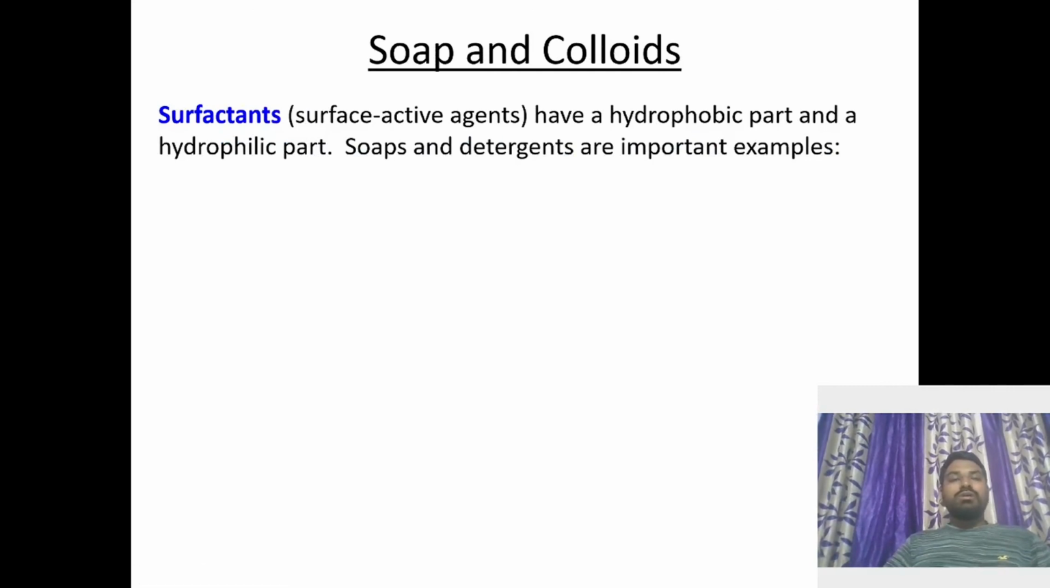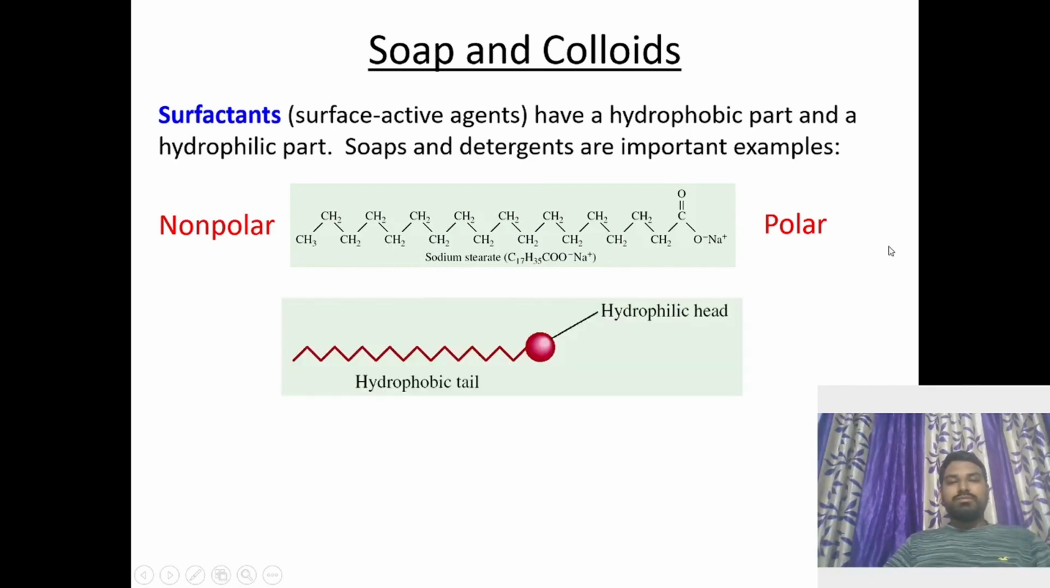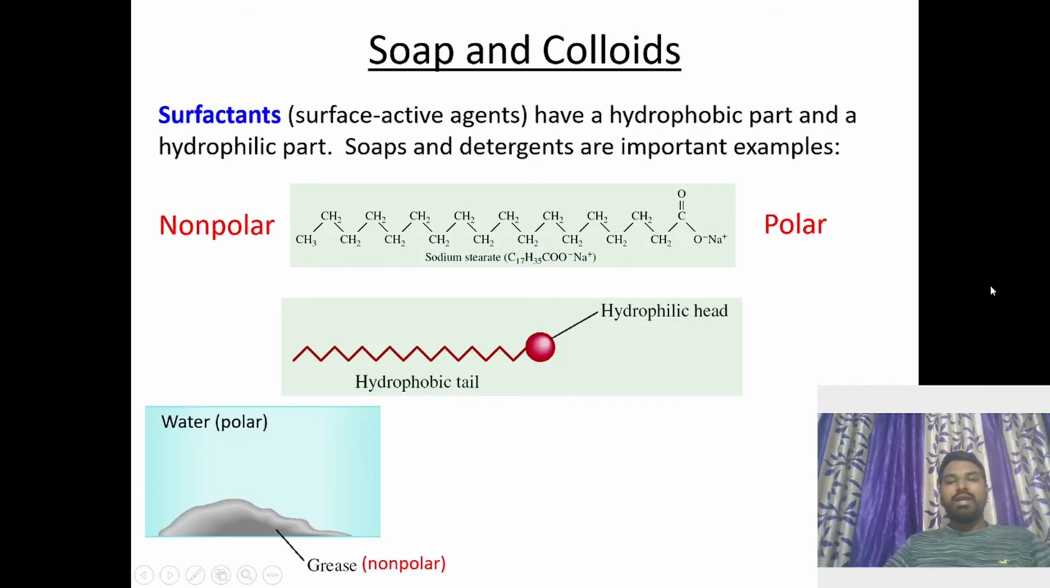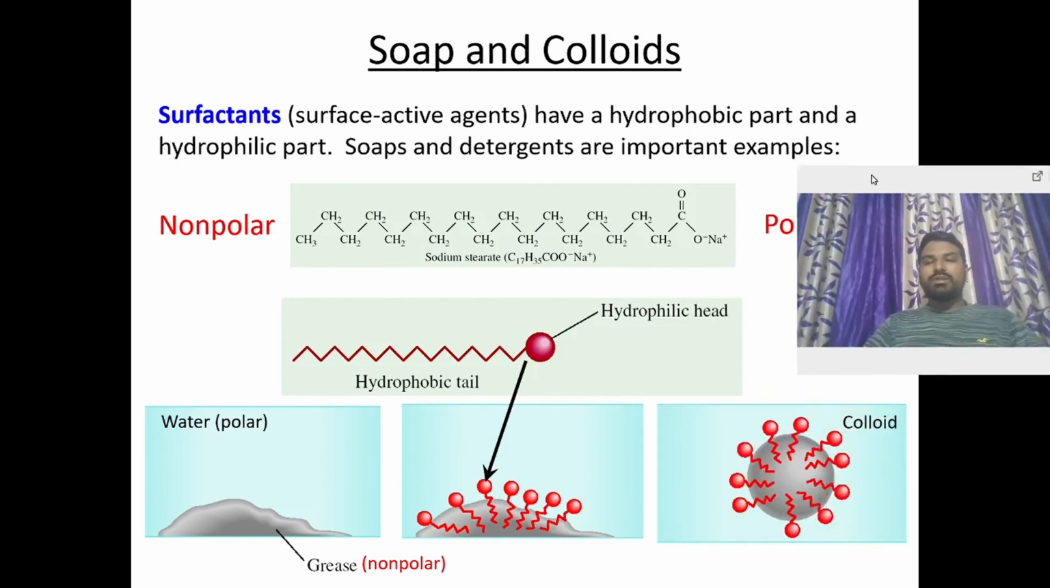Now, soaps and detergents are also colloids, but they are surfactants. Soaps are surfactants, that is surface active agents, which have a hydrophobic part and a hydrophilic part. Soaps and detergents are important examples of colloids, where this is non-polar and this is polar. This is the hydrophobic tail and the hydrophilic head. Okay, this is water, polar. This is grease, a non-polar substance. See, the hydrophobic tail is inside the grease and the hydrophilic head is outside in the water. Sorry, the hydrophilic head is in the water and the tail is inside the grease, like this one. This is a colloidal solution.